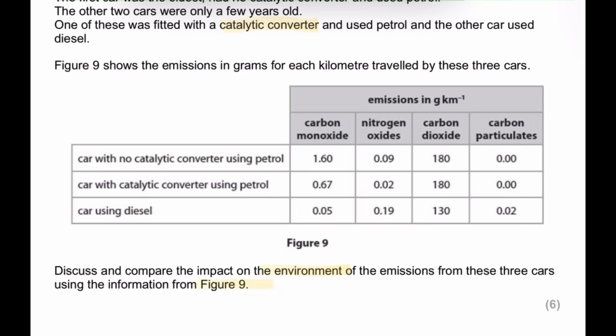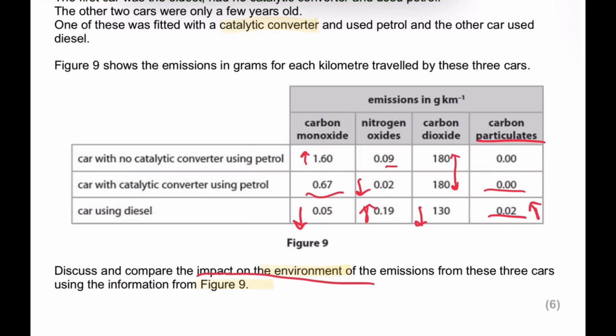Now if you see here, the car with no catalytic converter using petrol has much more carbon monoxide. However, it's in the middle with the nitrogen oxide, and carbon dioxide is the same as these 2, and no carbon particulates. Now, the car with catalytic converter and using petrol has a middle amount of carbon monoxide. It has the least nitrogen oxide and the same carbon dioxide and no carbon particles. And we have the car using diesel. We have the least carbon monoxide and we have the most nitrogen oxide, but the least carbon dioxide and most carbon particles.